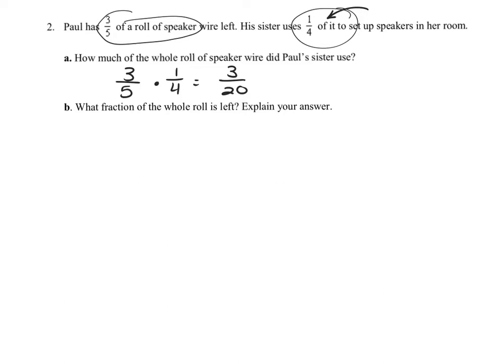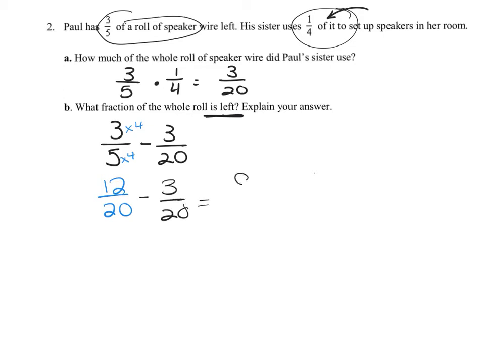And it says, what fraction of the whole roll is left? So he only had 3/5. And left means we're going to subtract. But we have to remember when we're subtracting fractions, we have to have a common denominator. Well, 3/20 cannot be simplified, so we're going to have to scale up the 3/5. So 5 can actually change to a 20 by multiplying this by 4. So I would also need to multiply the numerator by 4, which gives me 12. So we have 12/20 minus 3/20, which gives us 9/20 of the wire is left over.